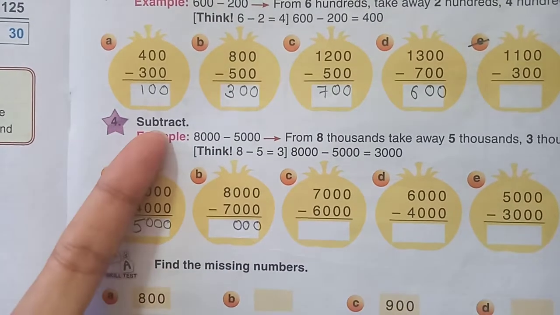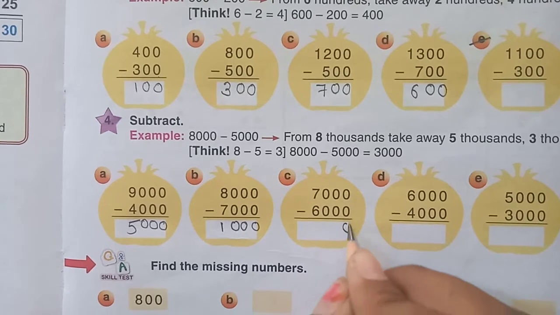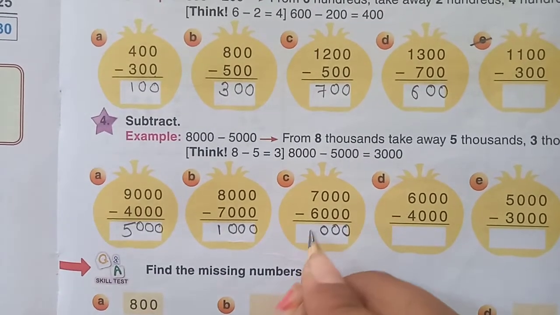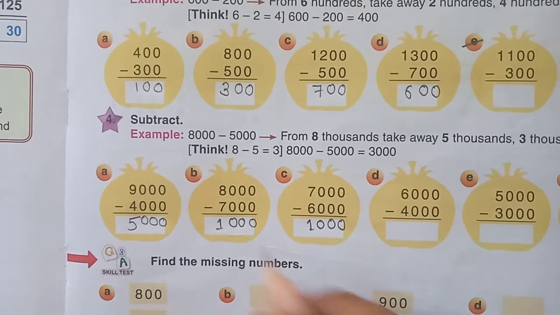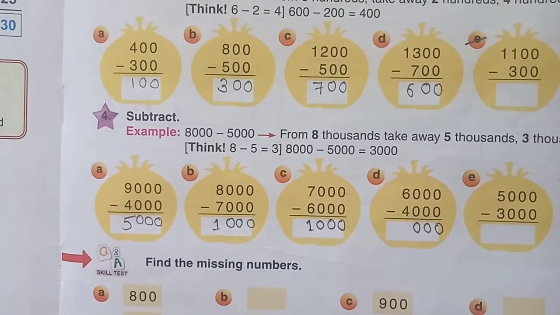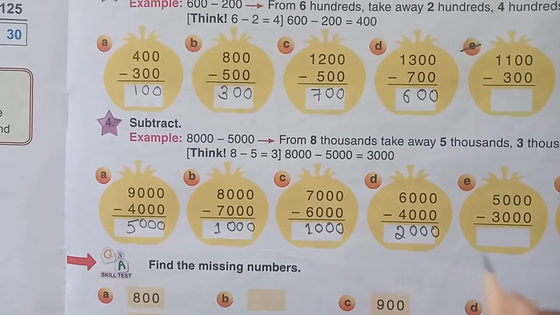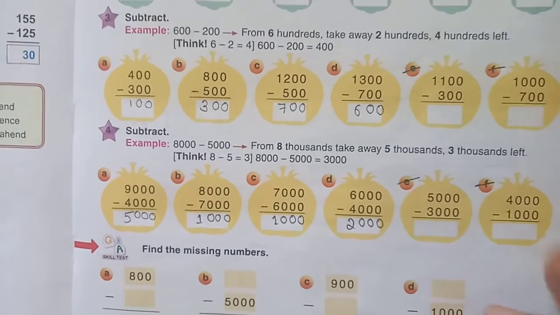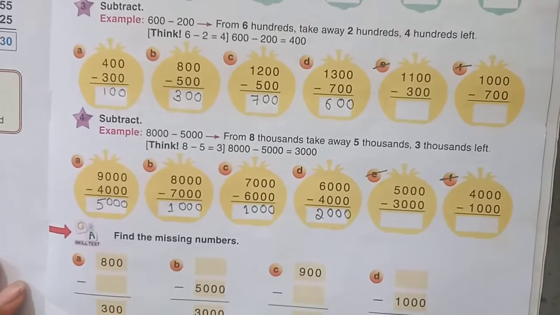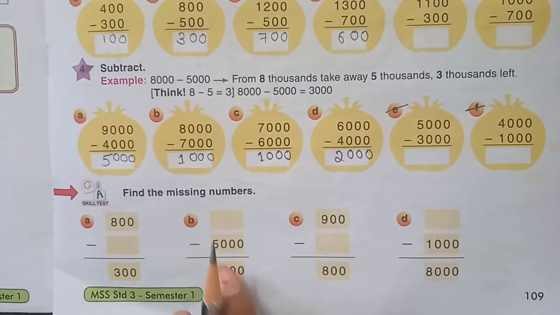After 7, we will get 8. Only 1 time we counted. 0, 0, 0. After 6, we count only 1 time. Same we have to follow for the remaining. After 5, after 4, 5, 6. We counted 2 times. Like this, the remaining 2 examples are homework for you. Complete them as homework. And the last, find the missing numbers.